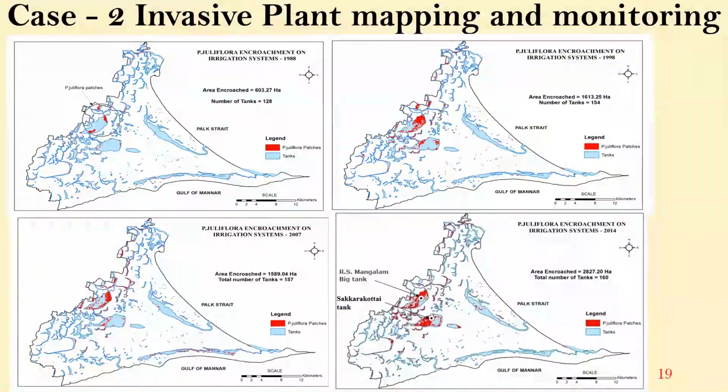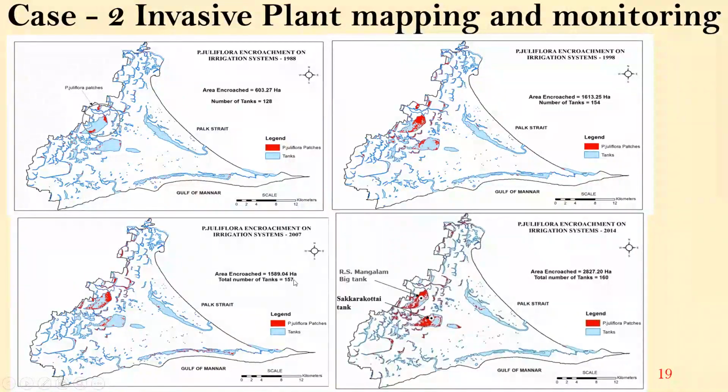So as you can see from the year 1998, the area encroached was nearly 600 hectares. That was nearly tripled in the year 1998, covering 1600 hectares of tank irrigation system alone. The agriculture lands were also occupied by this invader.